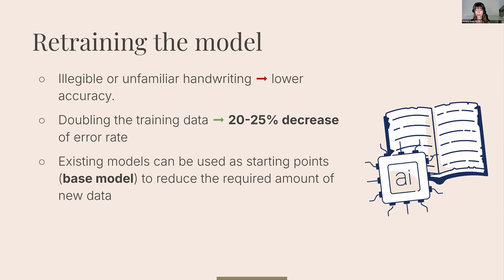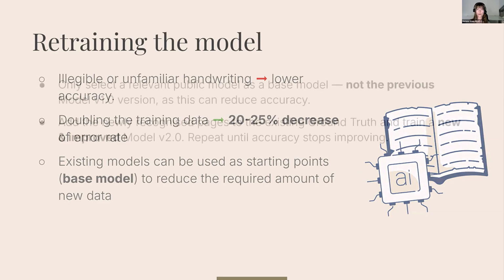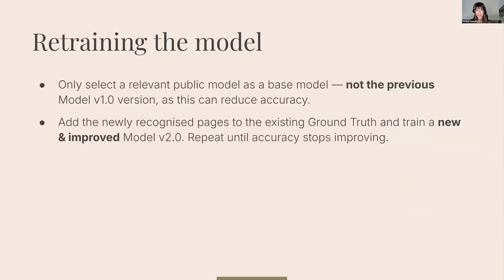And again, here you can also add a base model that Sarah explained before. What is important to note here is that you should really select a relevant public model as a base model. Do not select the previous model, so the custom model. This can decrease the accuracy again. So really, as Sarah showed before, select a relevant public model as a base model. And then you add the newly recognized pages to the existing ground truth and train the new model.